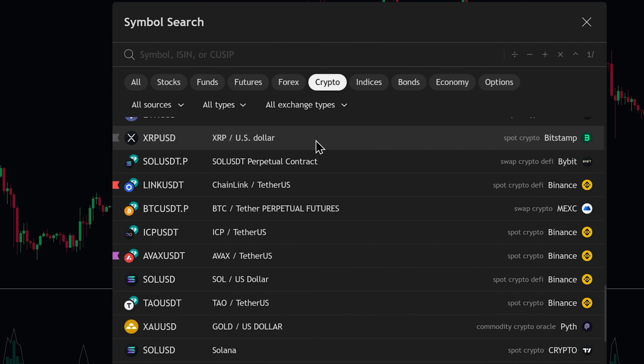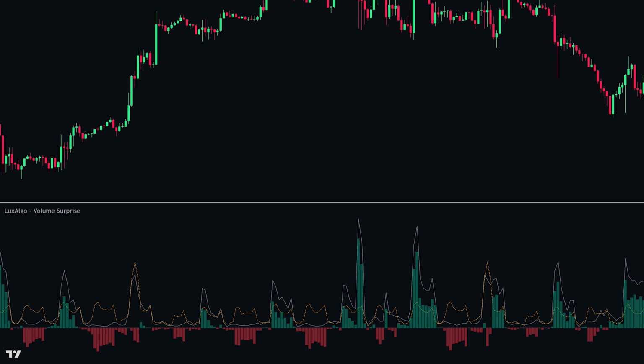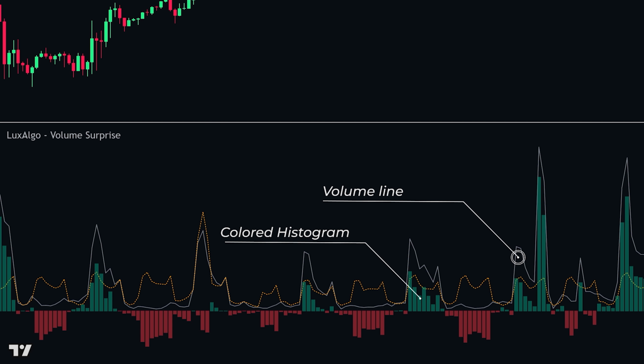Alright, once you add the Volume Surprise Indicator to your chart, here's what you'll notice right away. At the bottom of your screen, you'll see a volume panel with 2 key visuals, a colored histogram, and a smooth expected volume line running across it.